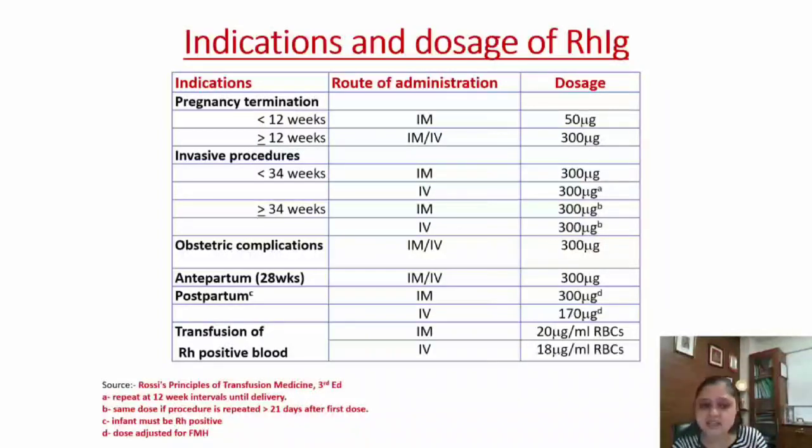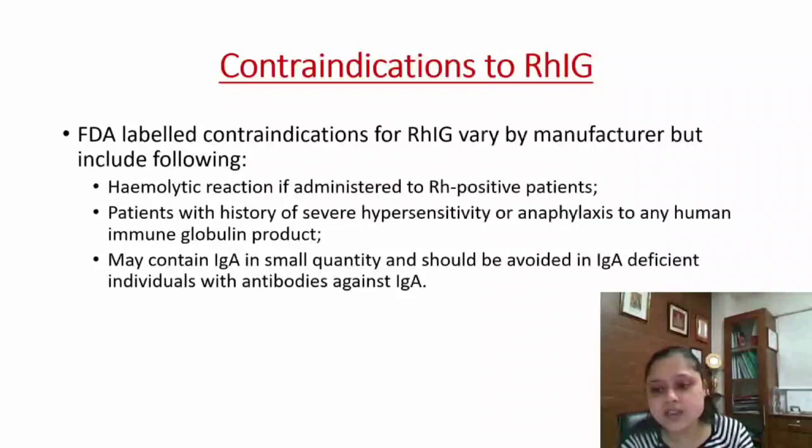And last but not the least, if there is transfusion of any Rh positive blood, then the dosage has to be 20 micrograms per ml of RBC via IM route or 18 micrograms per ml of RBC via IV route. Now, what are the contraindications of Rh immunoglobulin?